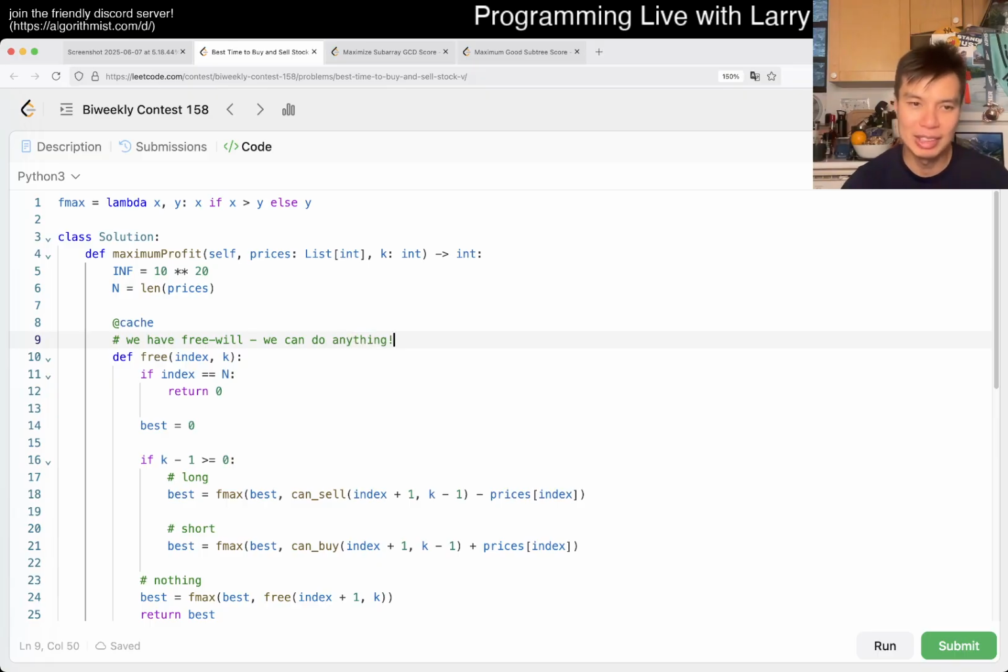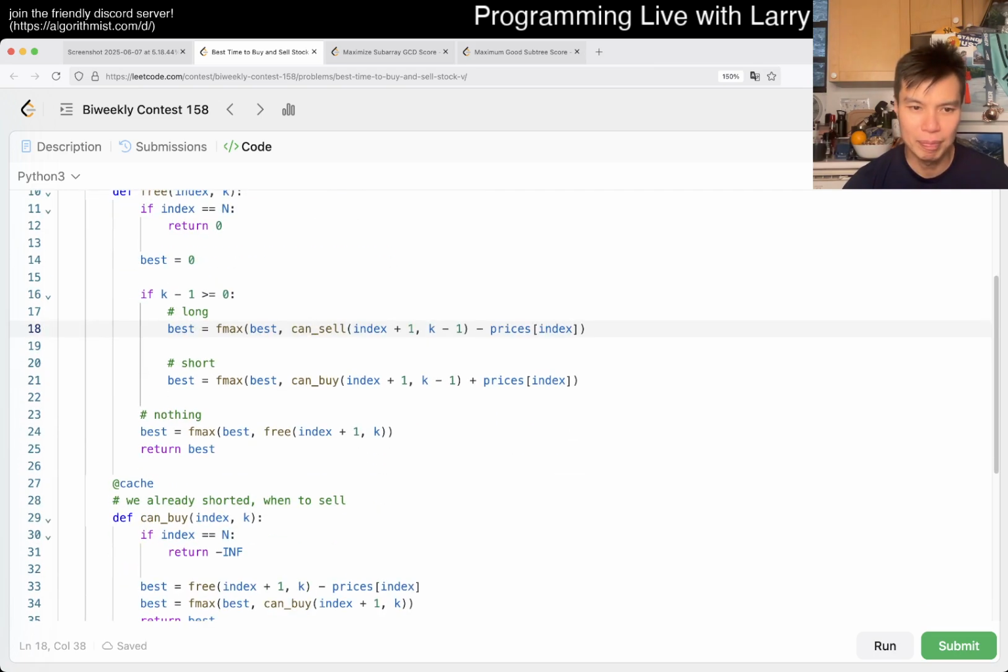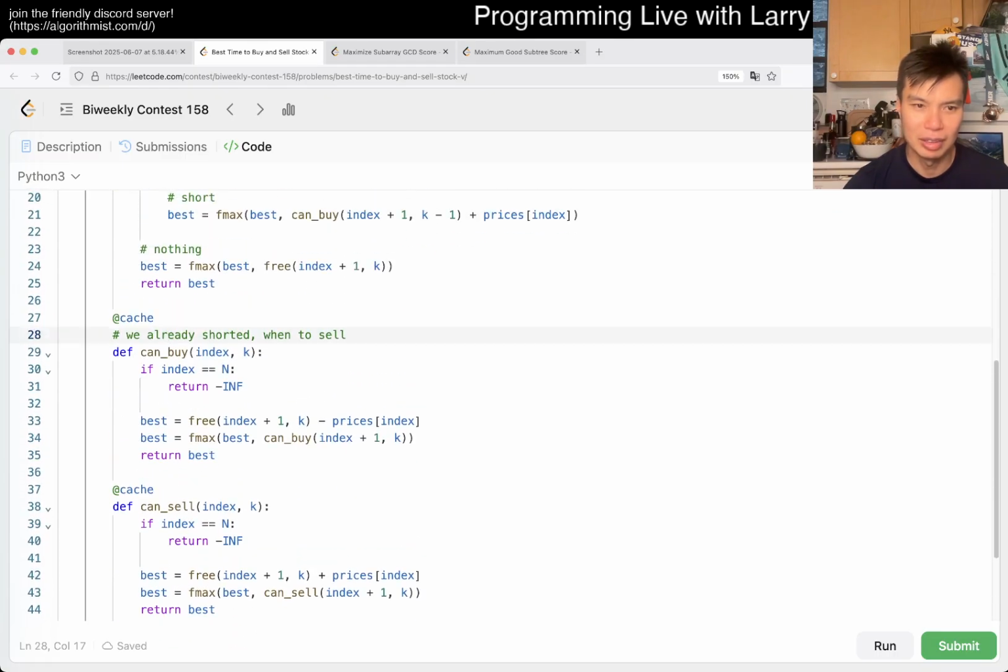So that means that on day index, we have K trades or transactions left. And then while we have transactions left, we use one of them, or potentially use one of them, to go long or buy a stock, or we could sell or short a stock, right? And those are the two scenarios. Pretty straightforward. And this one is that given long, we go to, we already short. I think I labeled these wrong. We already bought. Anyway, we have 2 functions.